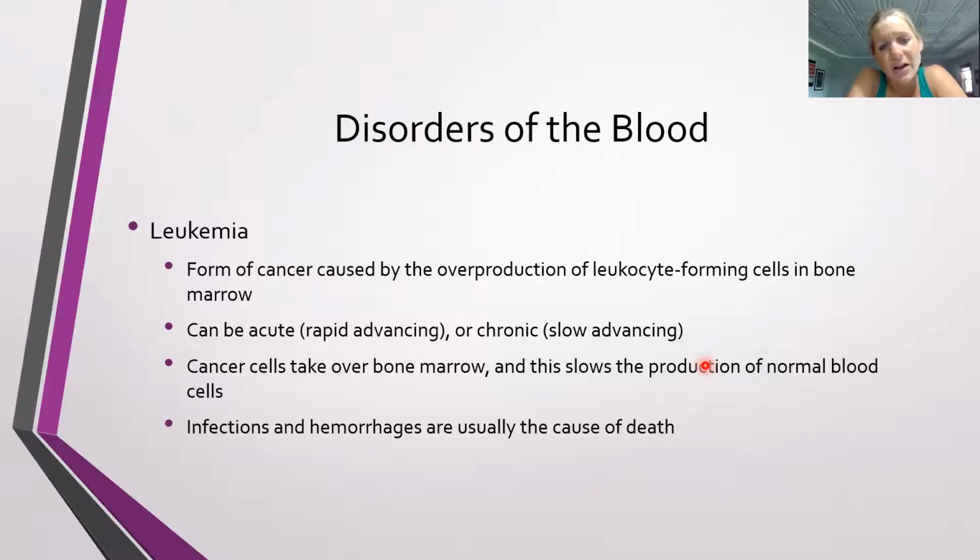So cancer cells take over the bone marrow, and this slows the production of normal blood cells. These cancer cells are taking the place of production of the normal blood cells. Infections and hemorrhages are usually the cause of death for these people. I can't fight infections as effectively as I would if I had a normal distribution of blood cells. And then hemorrhages could occur additionally because I have this imbalance of healthy cells in comparison to cancer cells.